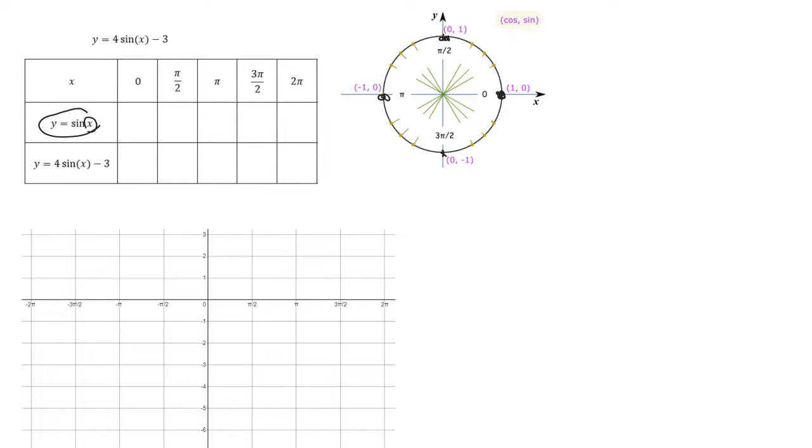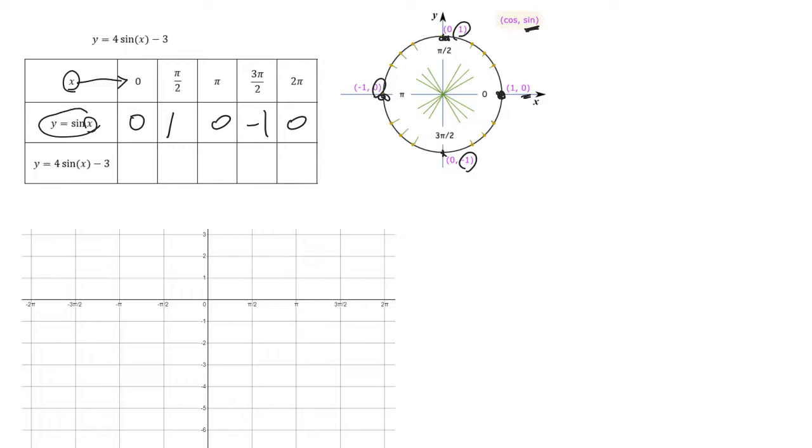So for instance, if x equals 0, when I take the sine of 0, we know that the sine is the y coordinate in our unit circle, and my answer is 0. The sine of pi over 2 is 1. The sine of pi is 0. The sine of 3 pi over 2 is -1. And the sine of 2 pi is 0 again.